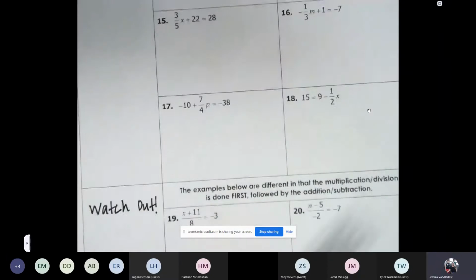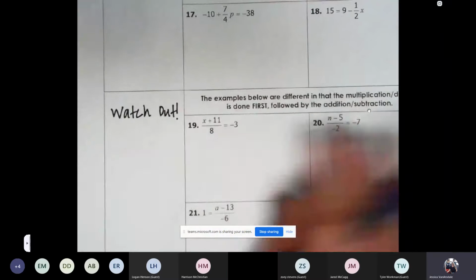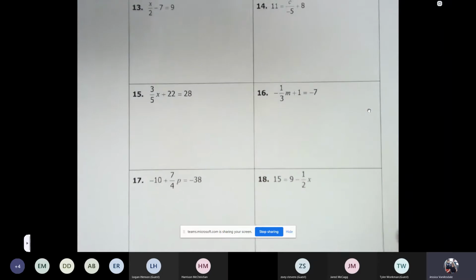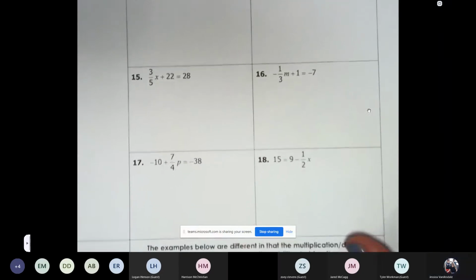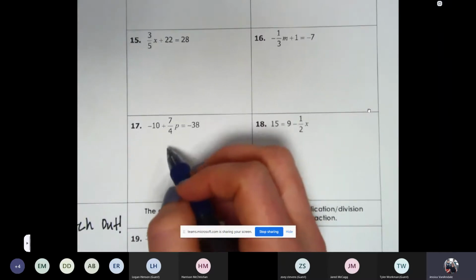It's important. Okay, we're going to go into the back page. I'm going to pick a couple here to do. Obviously some, it says watch out. We're going to do some of these down here just to remind you how to do them. There's nothing super scary about any of these. I'm going to pick one that I feel like I could do that would show you how to do it the most. This one looks the ugliest to me. So we'll do number 17 together.